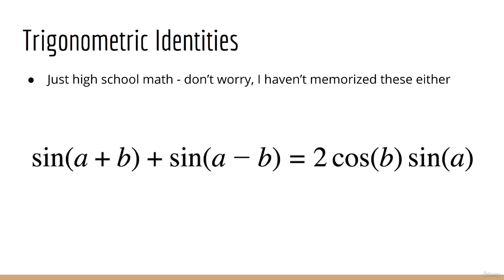The key here is to remember all the way back to your high school math, where you learned about trigonometric identities. Now don't worry, I've forgotten these as well. These are not the type of thing you use in your day-to-day machine learning work, so don't be too sad. The important identity is this one. It's sine of a plus b plus sine of a minus b equals 2 cos b sine a. Let's see why.